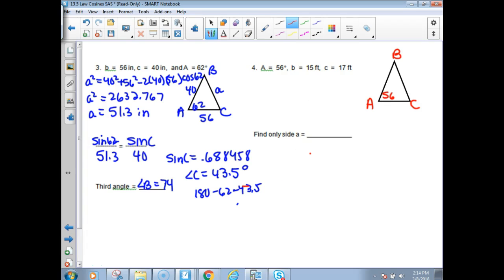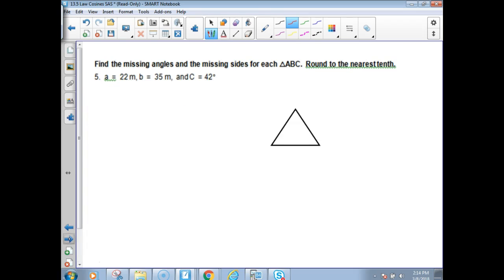All right, so you should have had it set up. This is 15 down here, and you guys found a. All right, so let me tell you that a was 15.1, and that was all you had to find. We're good? All right. On the other side, number 5, find the missing angles and the missing sides. I'd like you to try that one, please.